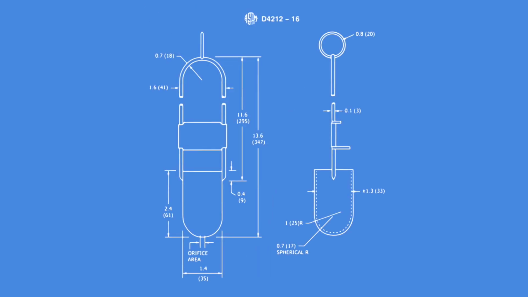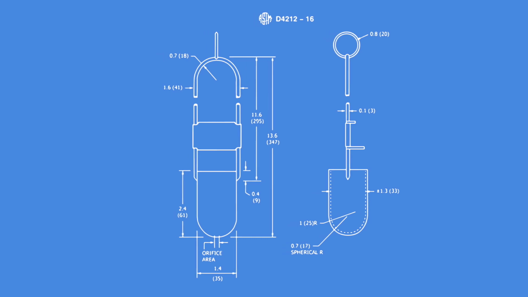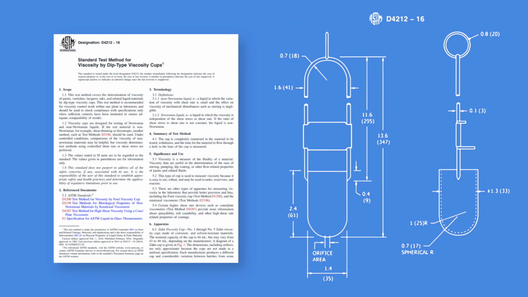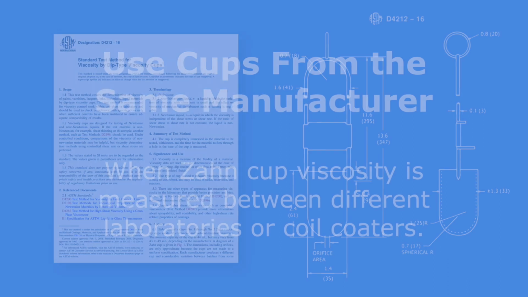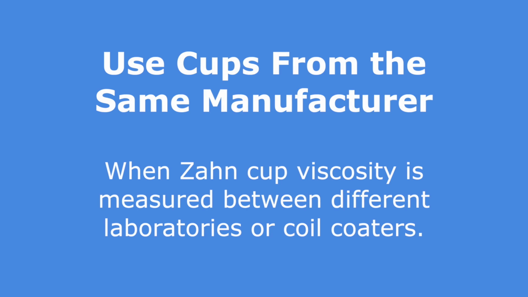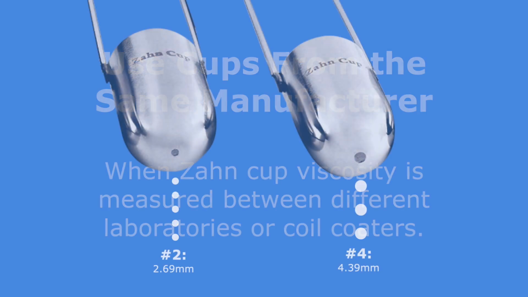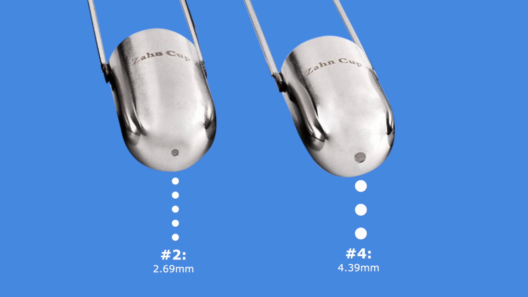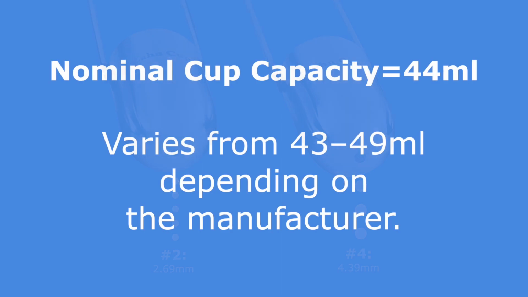Although Zahn Cup manufacturers produce their cups to a standard shape and size described in ASTM D4212, there may be slight differences between manufacturers. Whenever Zahn Cup viscosity is measured between different laboratories or coil coaters, it is recommended to use cups from the same manufacturer. The nominal capacity of the cup, for example, is 44 milliliters, but may vary from 43 to 49 milliliters depending on the manufacturer.